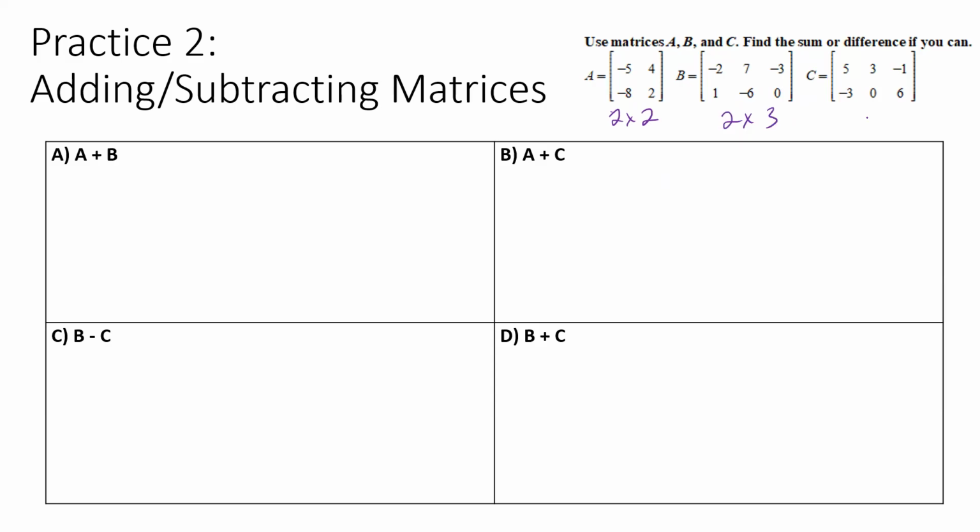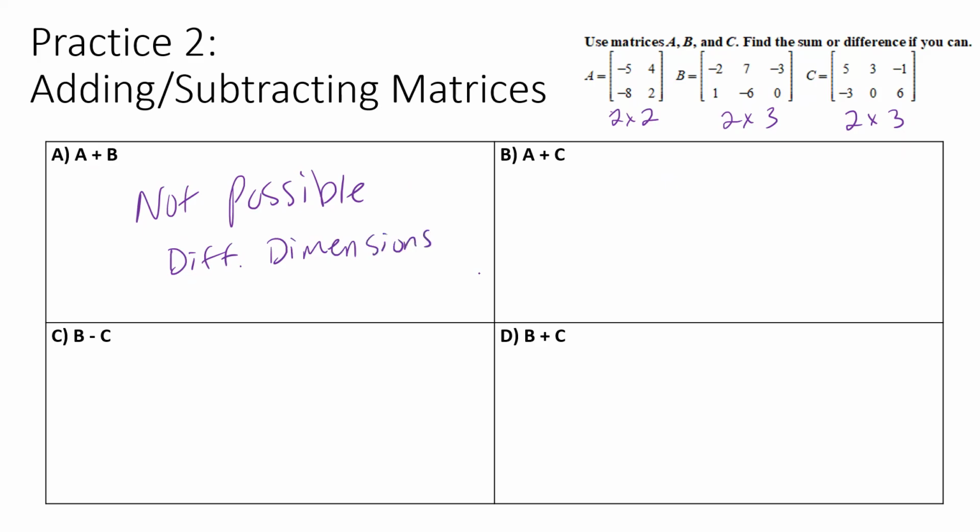2x3. And the dimensions of C is also a 2x3. Okay. All right, so up first it says to add matrix A plus matrix B. Well, matrix A and matrix B, can they be added together? No. So the answer is not possible. And why is it not possible? Because they have different dimensions.